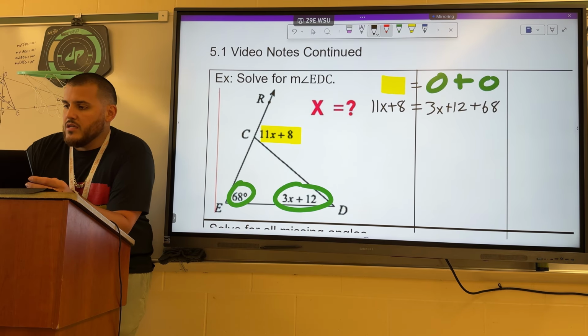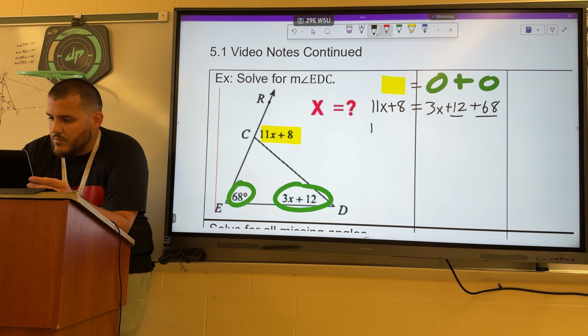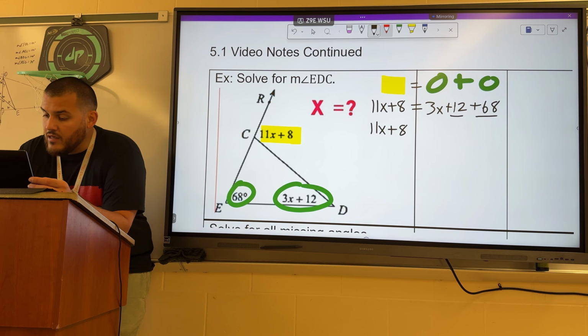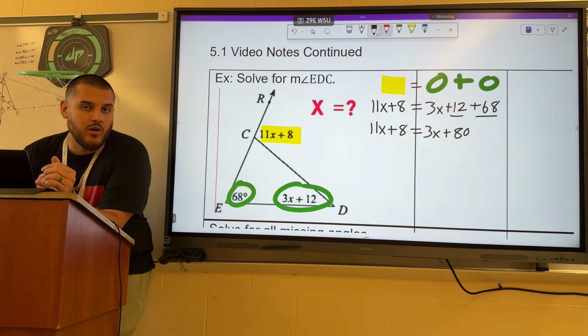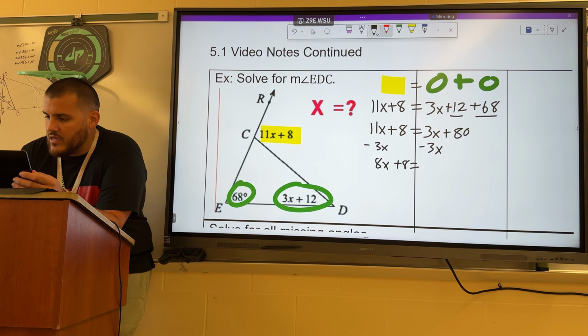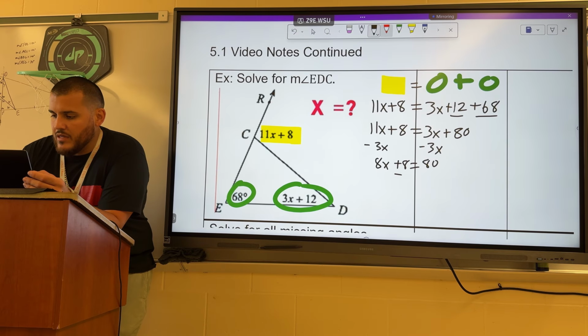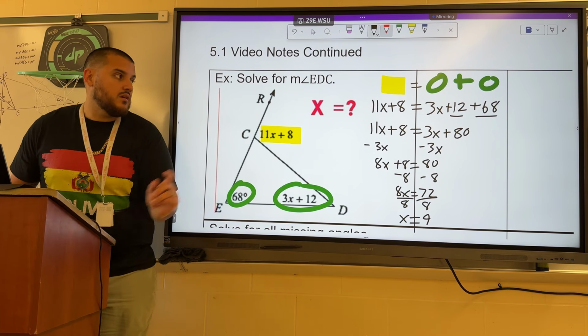Then we're doing algebra to solve. I have like terms here with my plus 12 and my plus 68. Those can be combined. So I got 11x plus 8 on the left. I got 3x plus 80 on the right. My x's here are on both sides of the equal sign. I need them on one side. So I'm going to move that 3x by subtracting 3x from both sides. That'll give me 8x plus 8 equals 80. Then I can get that 8x alone by subtracting 8 from both sides. That'll give me 8x equals 72. And then I can get x alone by dividing both sides by 8, which gives me x equals 9.